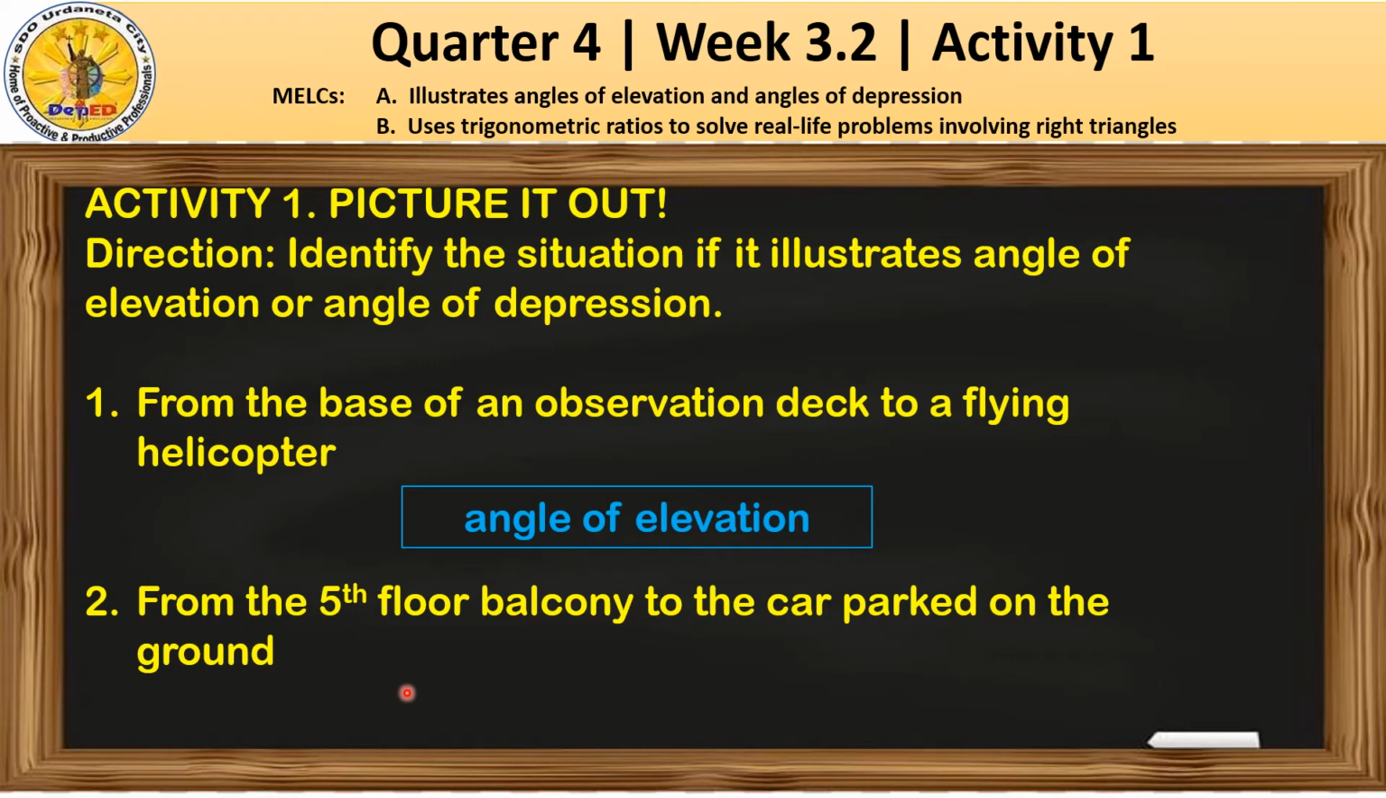For example number 2, from the 5th floor balcony to the car parked on the ground. So the object that is being observed is below. It is on the ground and the observer is on the 5th floor balcony. Therefore, the angle is an angle of depression.